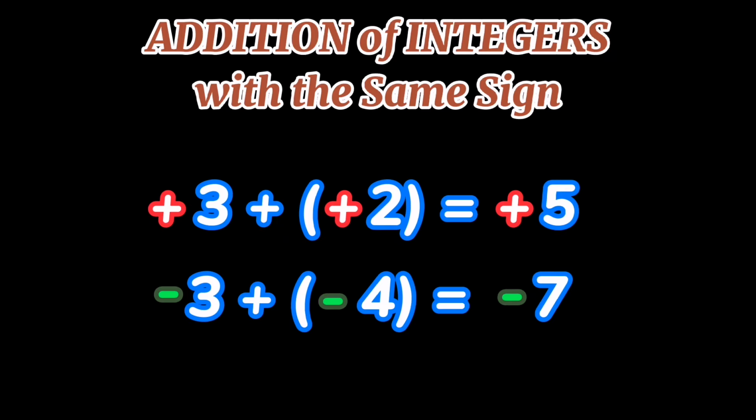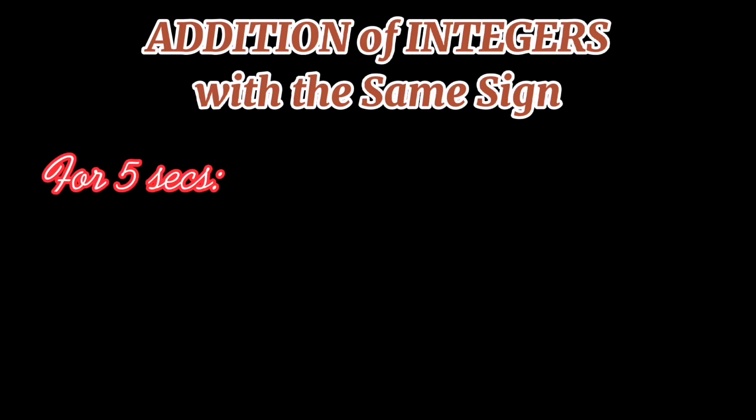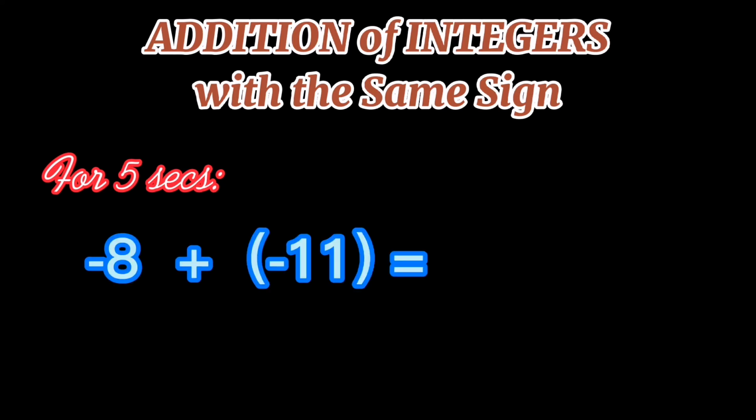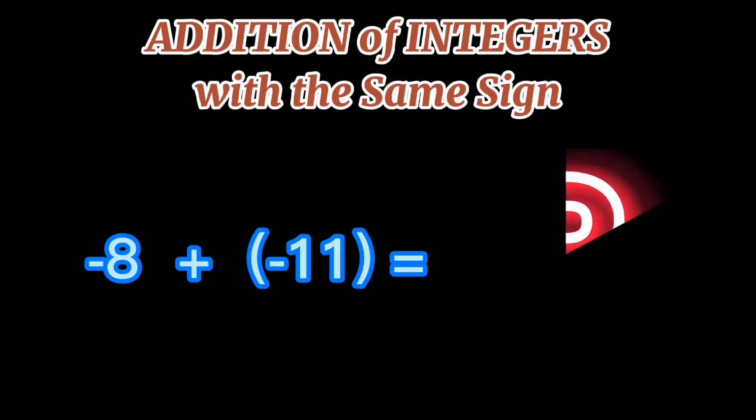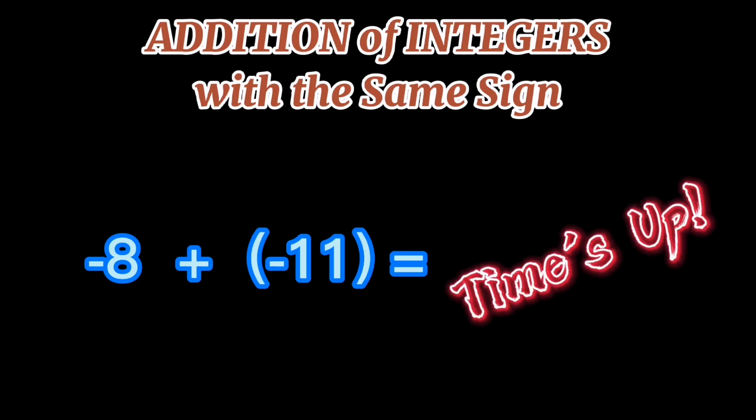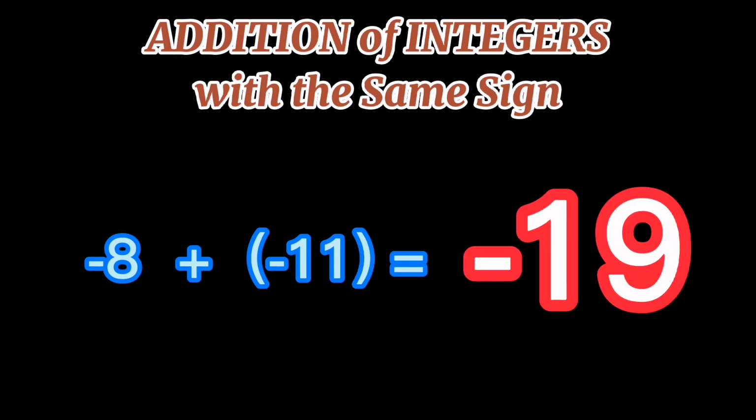Now let's see if your observation is right. For 5 seconds, say we have -8 plus -11. What must be the correct sum? Go. Okay, time is up. The correct answer is -19.